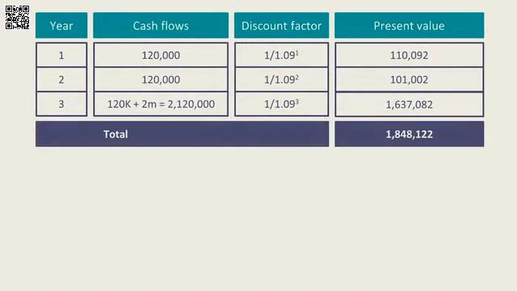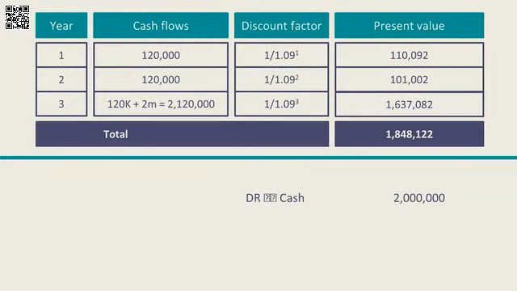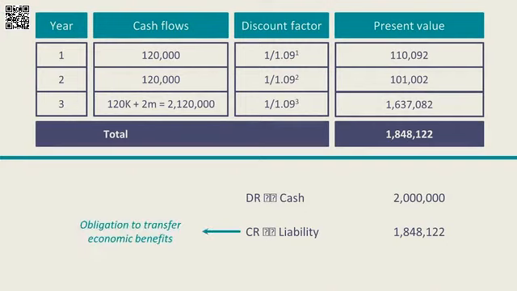This totals 1,848,122, and this would be set up as a liability. Now given that we've just received cash of 2 million, bear in mind we're using this convertible instrument to finance the business, we need to debit cash with 2 million, credit liability with 1,848,122, and that makes sense because the definition of debt is the obligation to transfer economic benefit, and we have measured our obligation to make interest payments and our obligation to repay the principal.